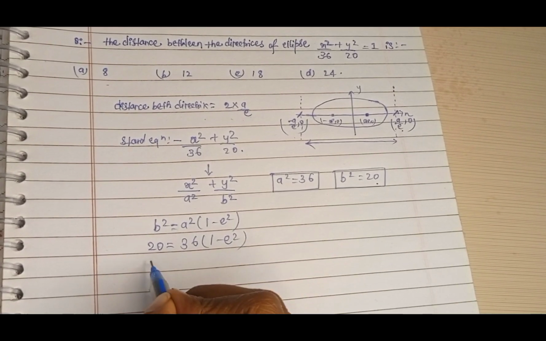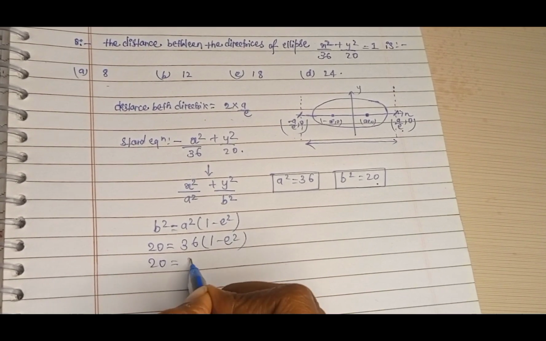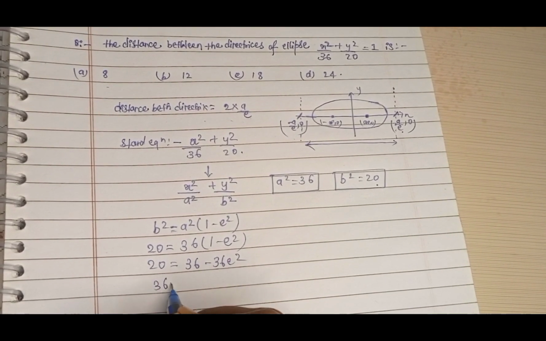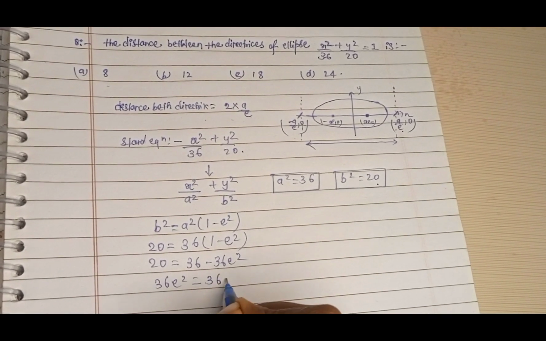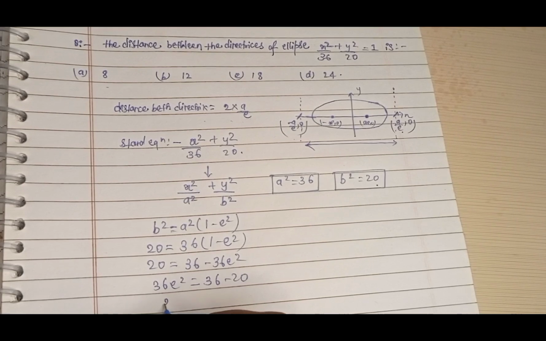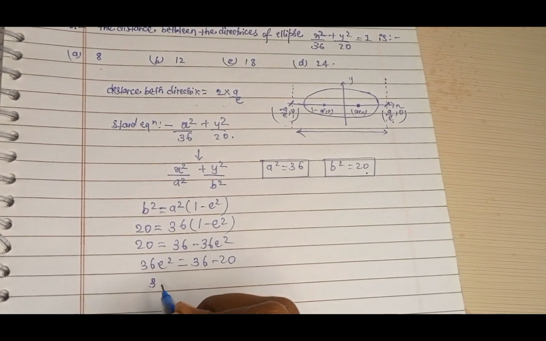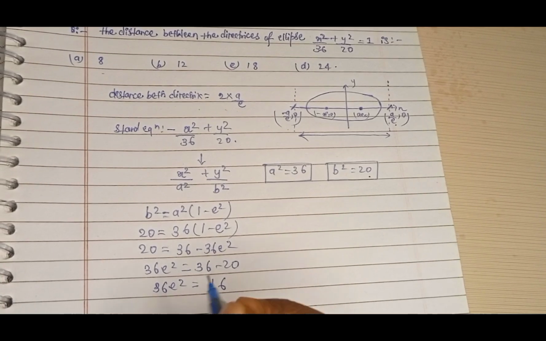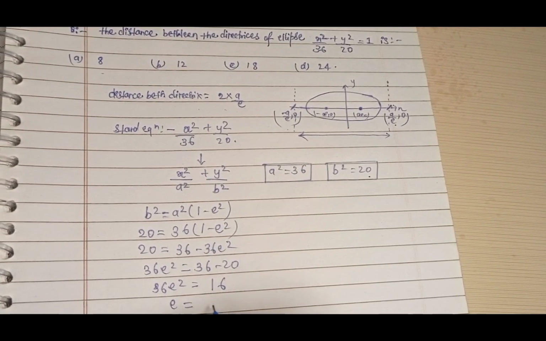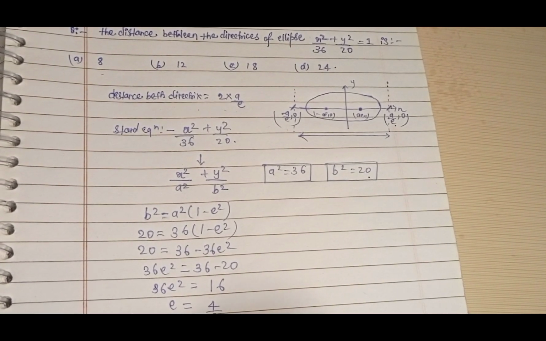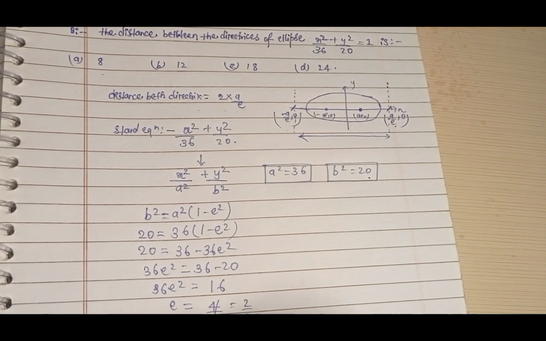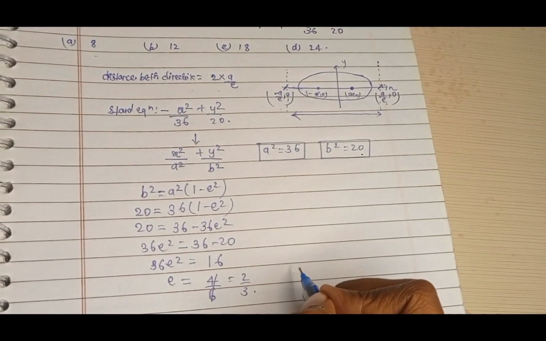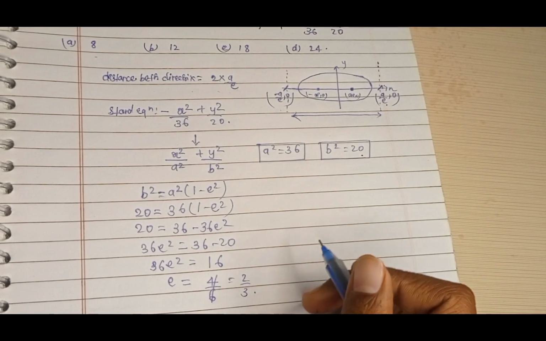What we get is 20 equals 36 minus 36e squared. So 36e squared equals 36 minus 20, which gives 36e squared equals 16. So e comes out to be 4 upon 6, which is 2 upon 3. This is the value of e, but what we want is the distance between the directrices.